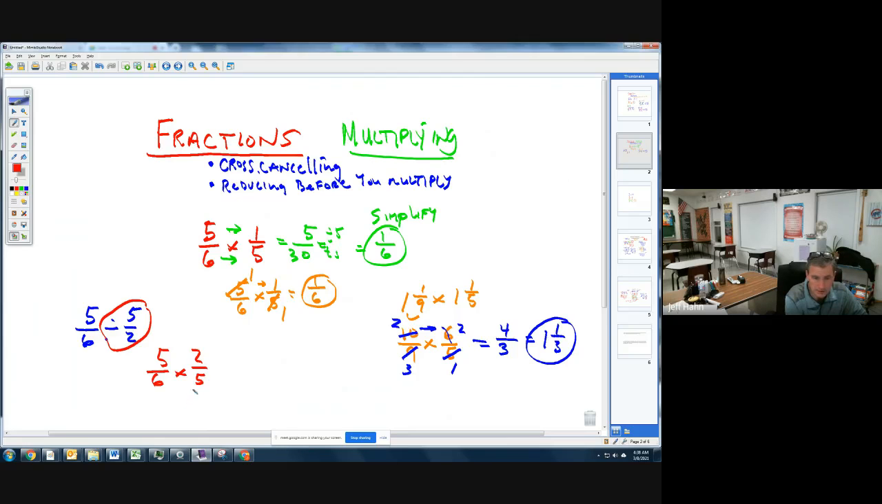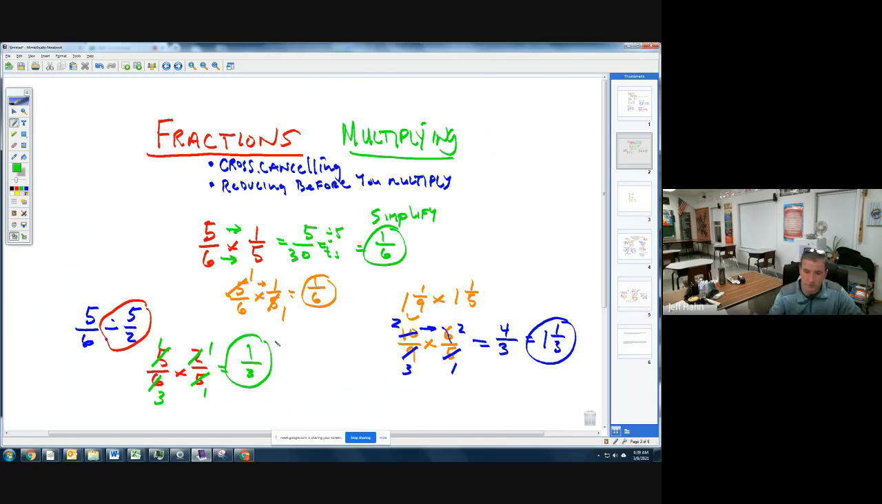2/5. Now, once it becomes a multiplication problem, you can say, what can I cross-cancel? If you look, you can divide this by 5 and this by 5. 2 is a factor of both 2 and 6. 2 divided by 2 is 1, and 6 divided by 2 is 3. Nothing is really left. I multiply across, I get 1/3. And that can't be simplified or changed.